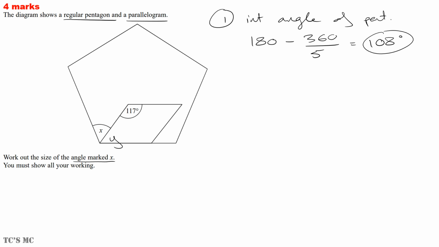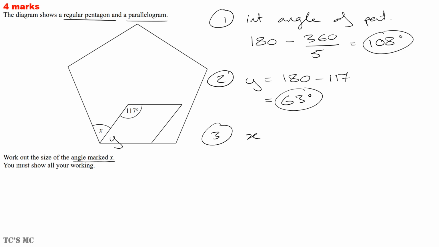I'm going to label this angle as y, and for step 2, angle y is equal to 180 subtract 117 because co-interior angles add up to 180. Now we have 63 degrees. That is our second mark. Step 3, to work out angle x, we need to do the interior angle of the pentagon, so 108, subtract angle y, so subtract 63. Now we have our third mark. We end up with 45 degrees, and that is our fourth mark.